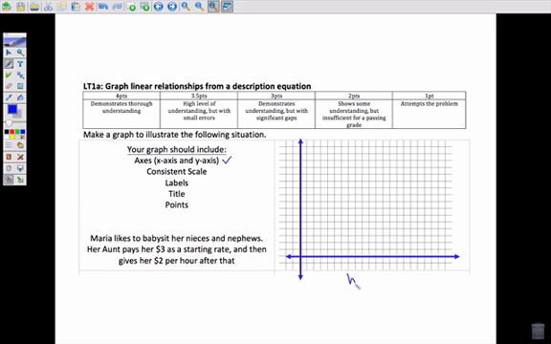So I'm going to label down here hours babysat, and my y-axis will be money made, because the amount of money that she makes depends on how many hours she babysits for. So I'm going to scale these axes. Down here I'm just going to go by ones. I'm just going to make each box 1 hour. And on the y-axis, I'll make each box $1.